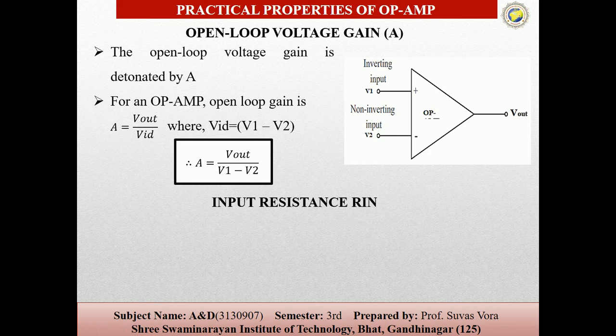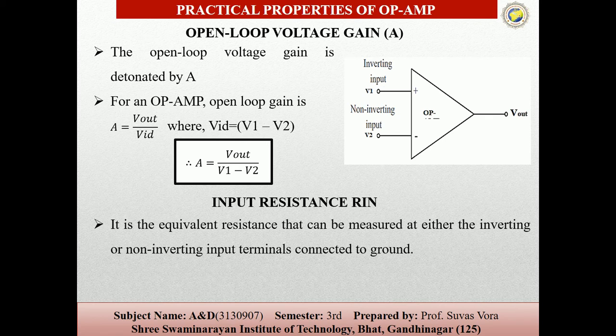Then the input resistance. It is the equivalent resistance that can be measured at either the inverting or non-inverting input terminal with the other terminal connected to the ground. As we saw earlier, the input resistance values depend on the inverting and non-inverting inputs, that is, on how many inputs we are giving here. For example, for the IC 741, the maximum value of the input resistance is 2 mega ohm.